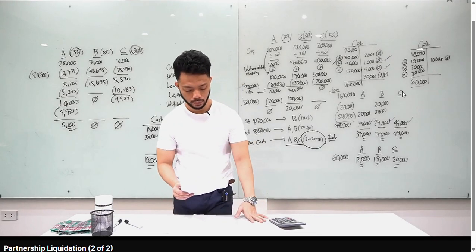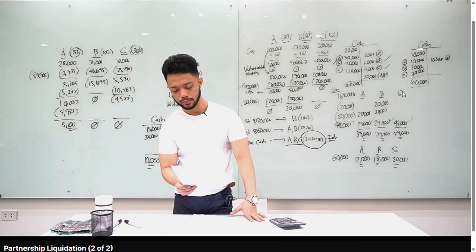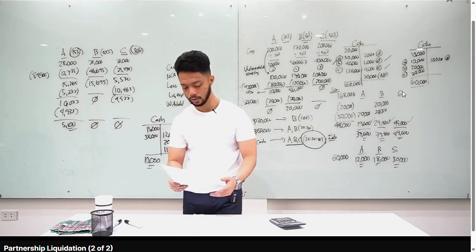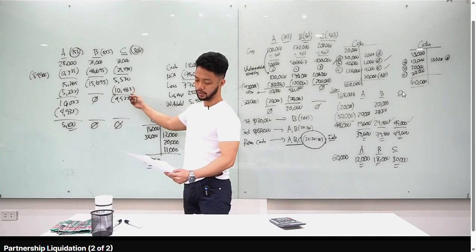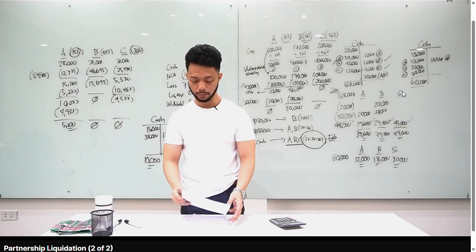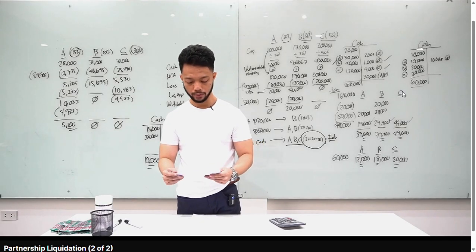X and Y are partners of XY partnership, which is undergoing liquidation. After XY's partnership's assets were realized and its liabilities settled, X's capital account has a negative balance. Which of the following is correct? A: Y shall absorb X's capital deficiency if X is solvent. Mali yun. Kapag solvent, kayang mag-distribute ng cash. Okay? So, mali yung A.